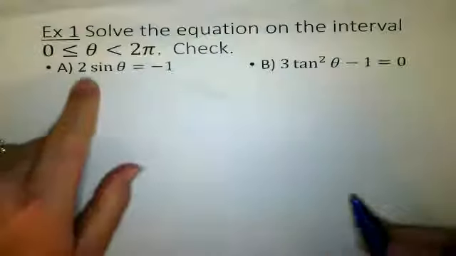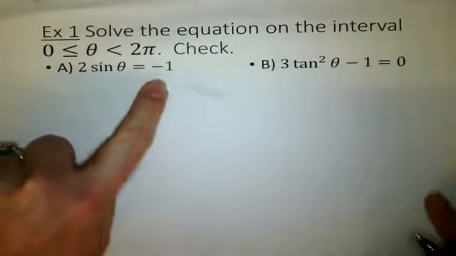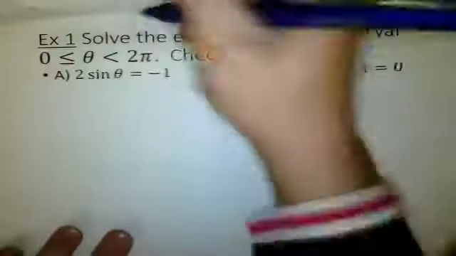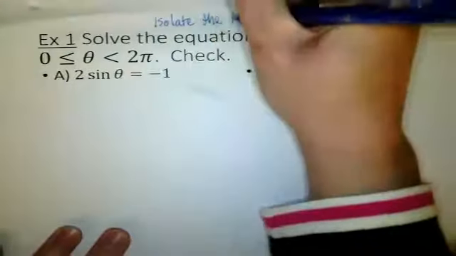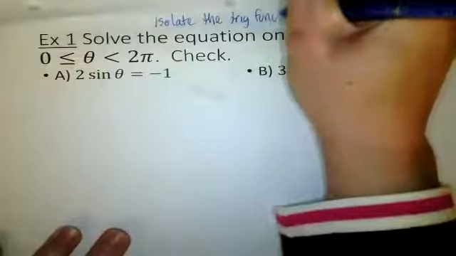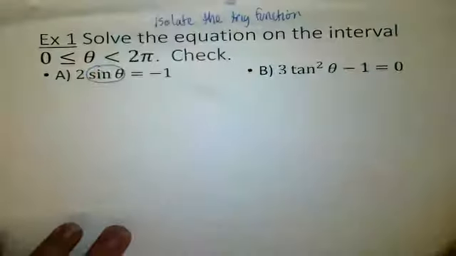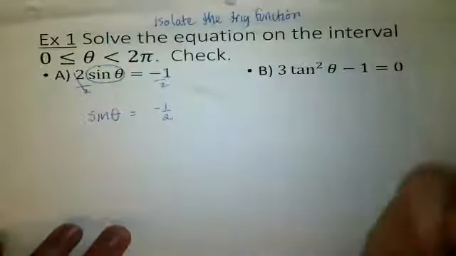Here we go. We want to say 2 sine of theta equals -1. We are solving equations, just like we used to solve for x, except our goal is to isolate the trig function. So we want to get the sine of the angle all by itself, which means we need to divide by 2. Exactly right. So we get the sine of some angle is -1/2.